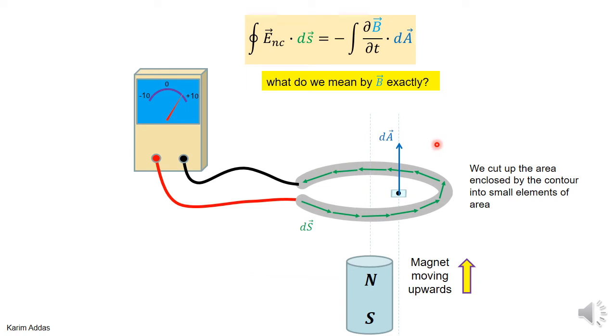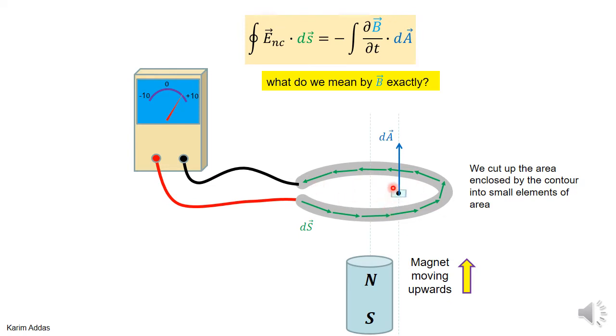So let's see what the rule is saying. What do we mean first of all by B? It says here partial B by partial t. What do I mean by B? Remember we said this ds vectors, they go around a closed contour. And this contour, this closed contour, then has a certain area enclosed in it.